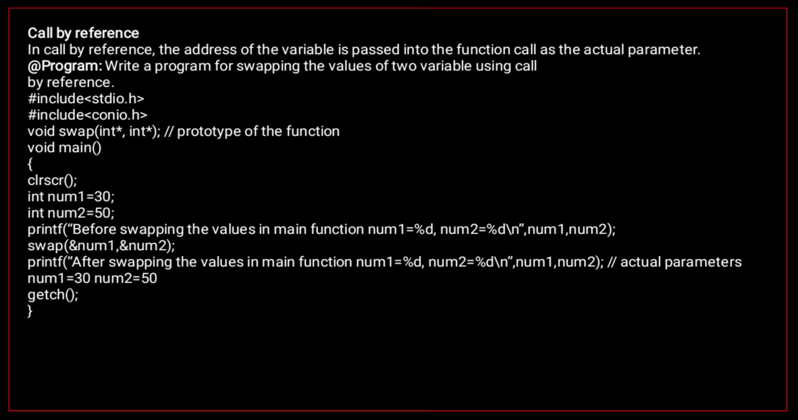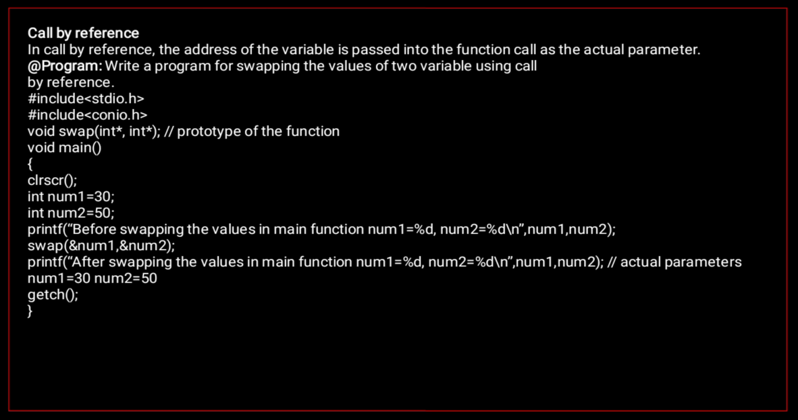Then before swapping we have to print the values on the screen. Then we use the swap function. In the swap function you have to pass two variables with ampersand, &num1 comma &num2, the address of num1 and the address of num2. Then in the second printf statement, after swapping the values in the main function, these variables num1 and num2 are the actual parameters. You have to initialize the value 30 and then 50.